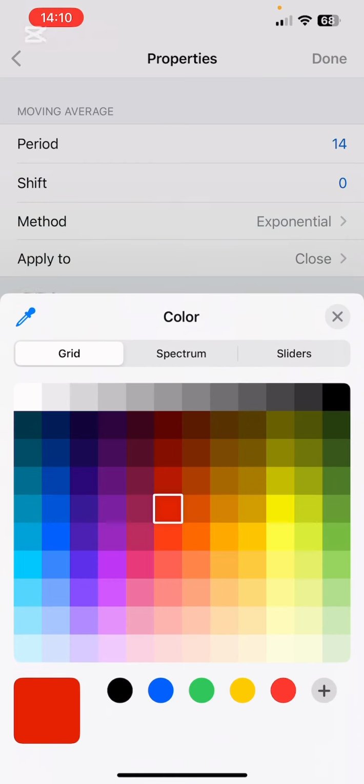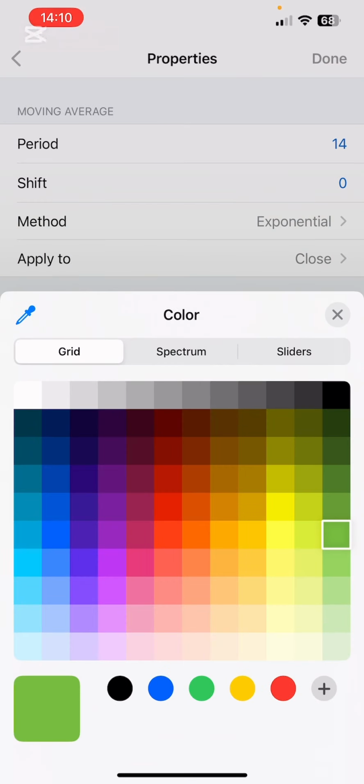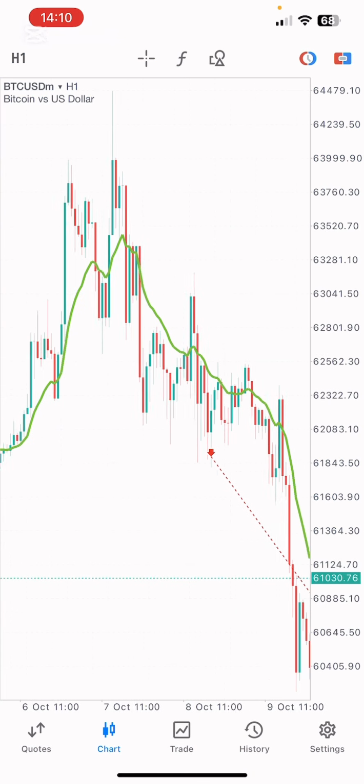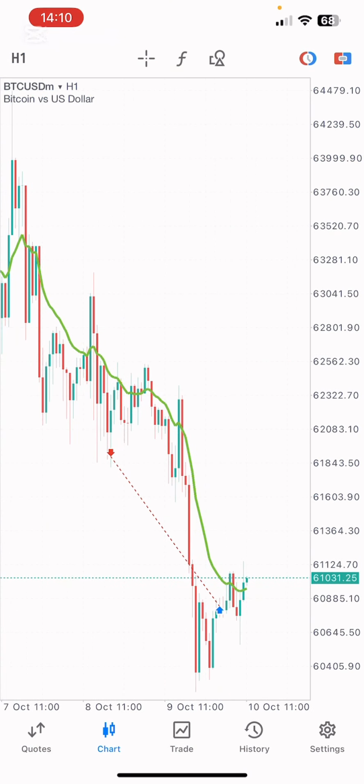The style is going to change to green, and if the line thickness is decreased, you increase it. Then you select this line and allow all time frames. So 14, 0, exponential, close, all time frames, in green. Then you tap OK. This is what you are seeing on the screen. This is our 14 exponential moving average.